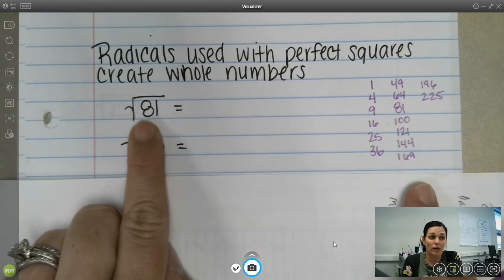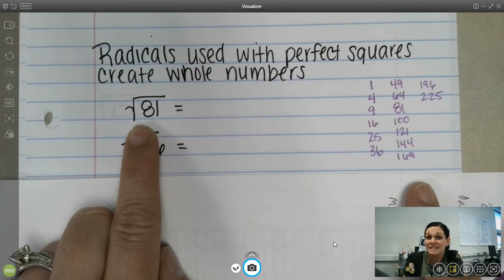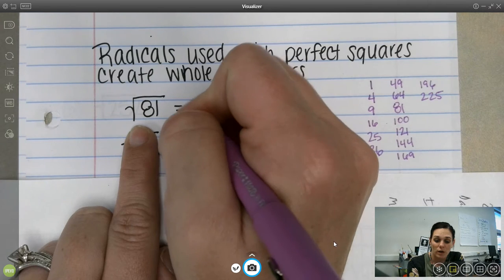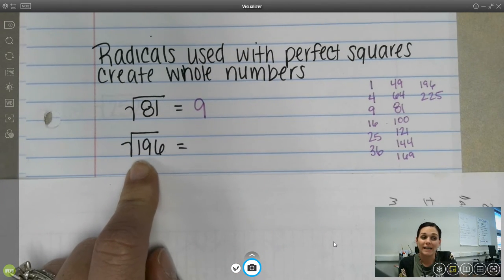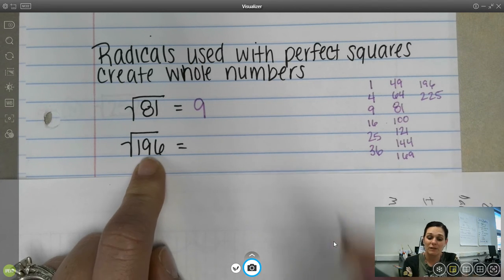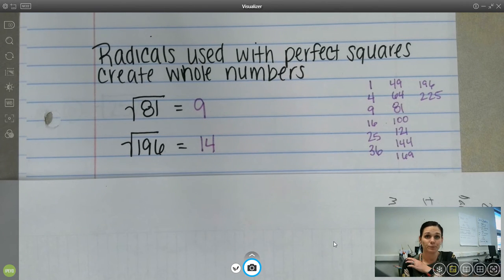So the square root of 81, what two numbers when multiplied by itself make 81? Well, that's 9 times 9. So the square root of 81 is the number 9. The square root of 196, what two numbers when multiplied together make it? Well, that would be 14. 14 times 14 makes 196.